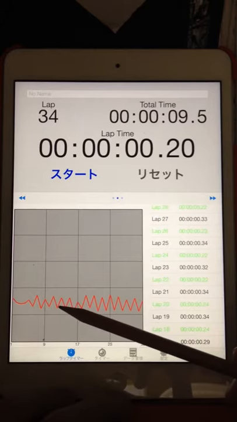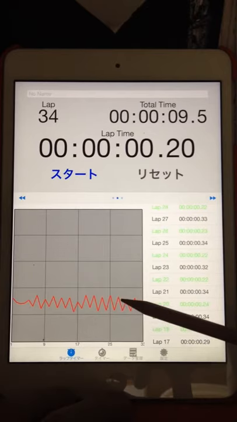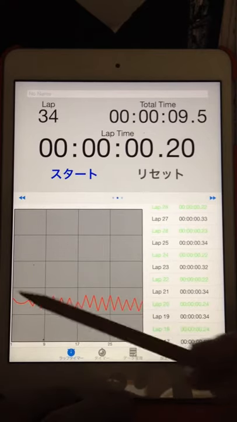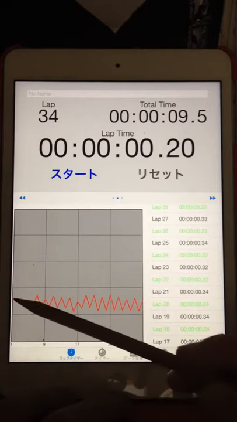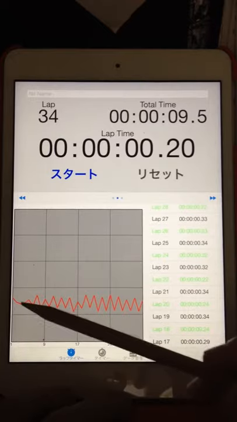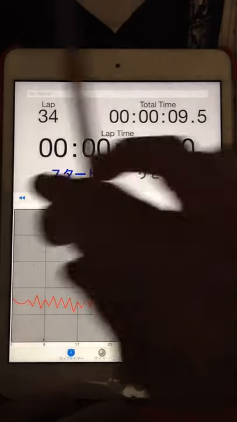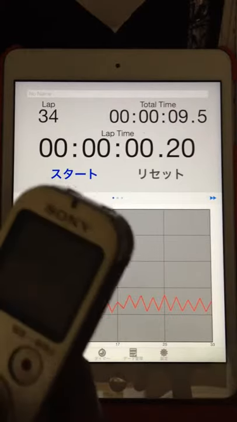1/12 bounce, 1/8 bounce, 1/6 bounce, and at first very weak and even bounce. Let's listen.